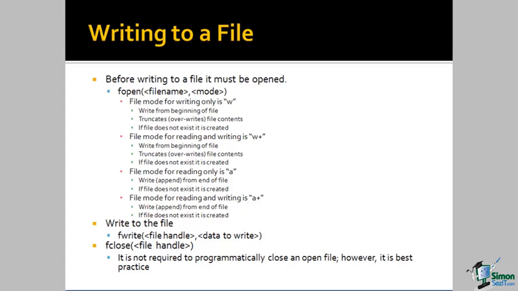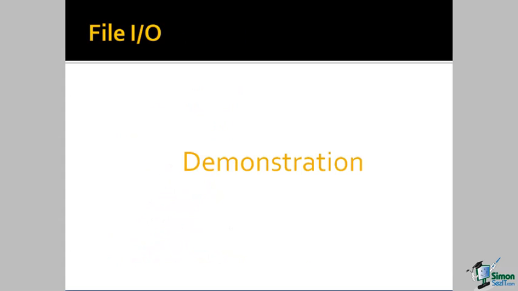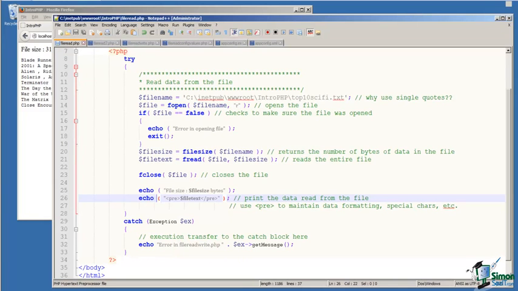When we want to write to the file, we call fwrite. We pass the handle and we pass the data that we want to write to the file. And again, not required, however, a good practice is to always call fclose when we're done with a file. So let's go look at some code. Our first code snippet is going to demonstrate how to read data from a file.